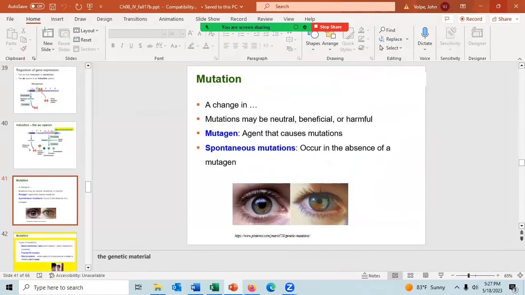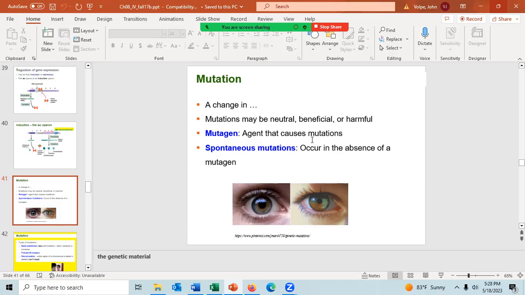If not, let's move on to the topic of mutation. A mutation is a change in the genetic material. Mutations may be neutral to the organism, they may be beneficial, or they may be harmful. Most mutations are either harmful or neutral, and we'll explain how they can be neutral. A mutagen is an agent that increases the rate that mutations occur. So it increases the mutation rate.